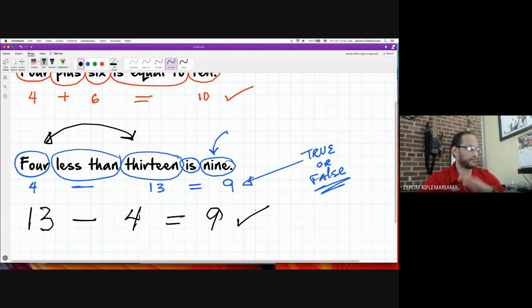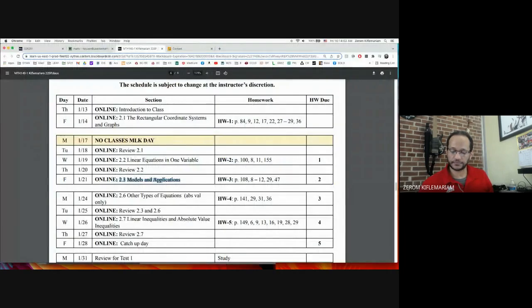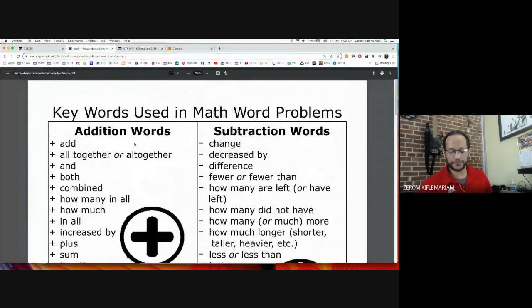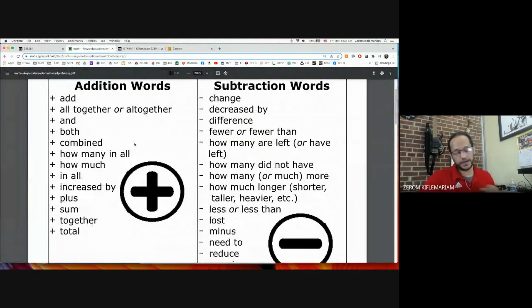So some things are straightforward. Some things, when we are reading them, we have to be able to see if it is something that is scrambled in the way it is written. As an example right here, in word translation or in a word problem, if I see the words add, altogether, both combined, how many in all, how much in all, increased by, plus, sum, together, total, if I see those kinds of words, I know they are asking about the addition sign.